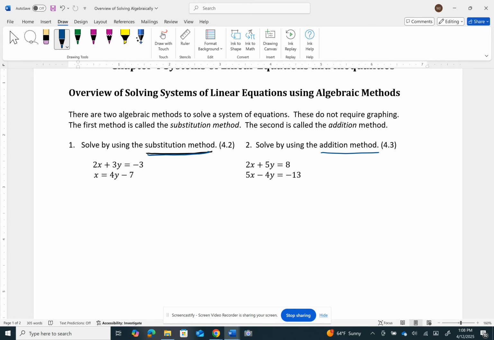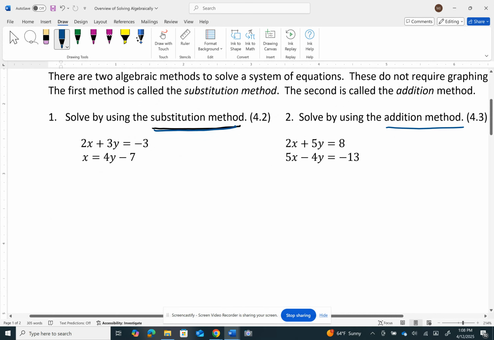All right, now, the way the system looks on problem number 1 is the type that is best solved by using the substitution method. The kind where one of the variables is already by itself, then you really should use the substitution method. It'll be a little bit easier. So x is already by itself on that second equation. Circle the x in that top equation.